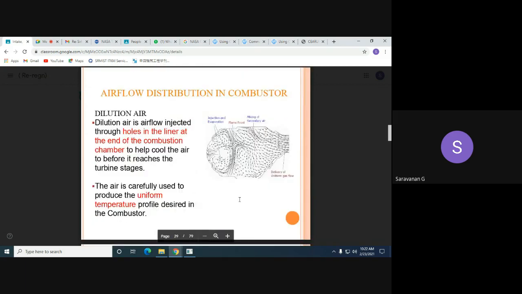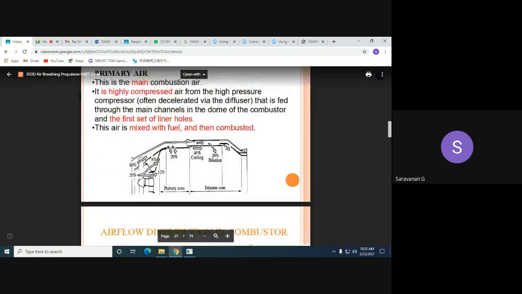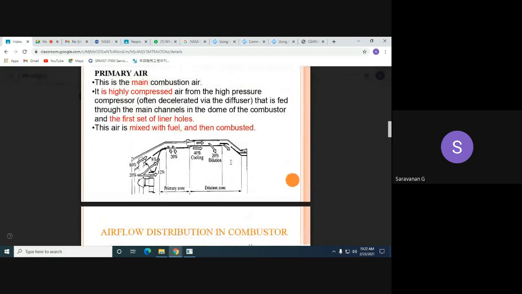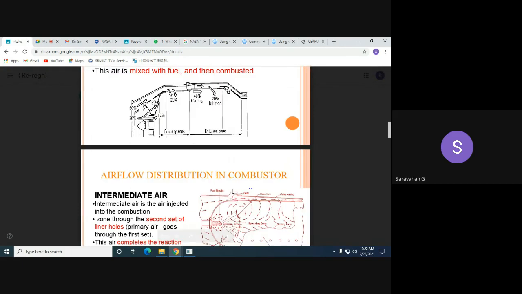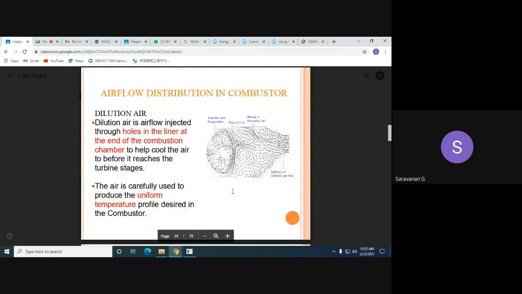Then the third portion of the stream is the dilution zone. The dilution air is injected through the holes in the liner at the end of the combustion chamber. See the diagram: at the last end we have the liner with the dilution holes. Through these liners the air is allowed to flow, to help cool down the air before it reaches the turbine stages.